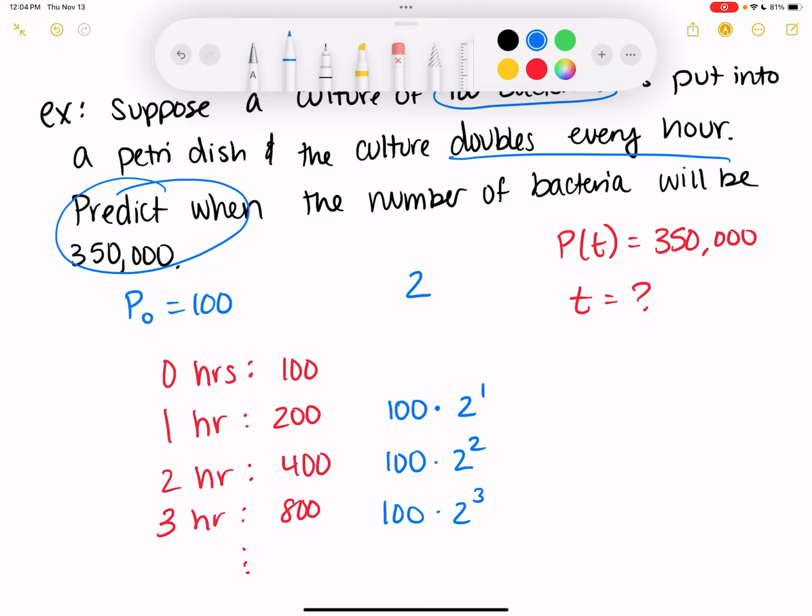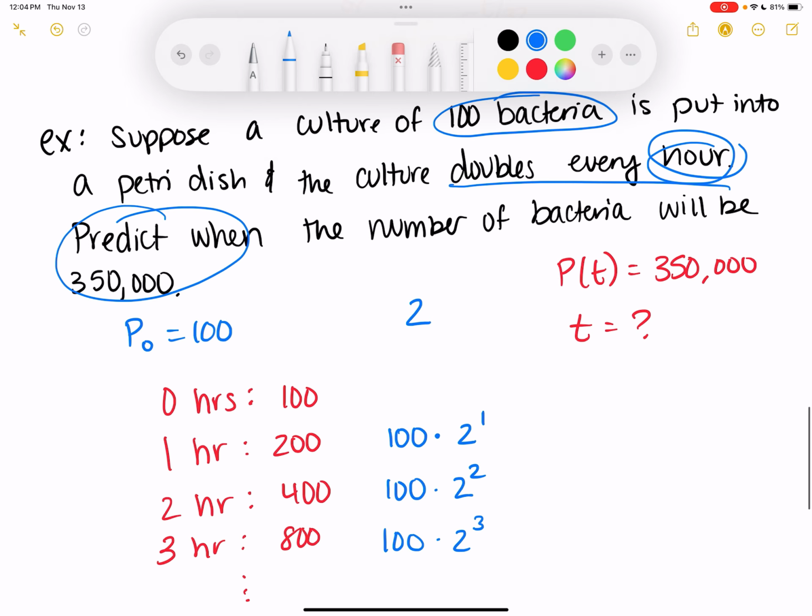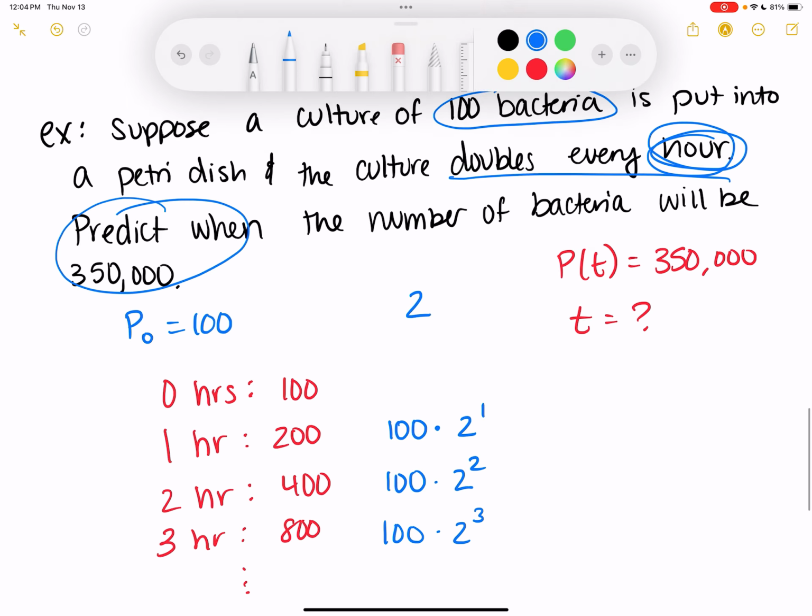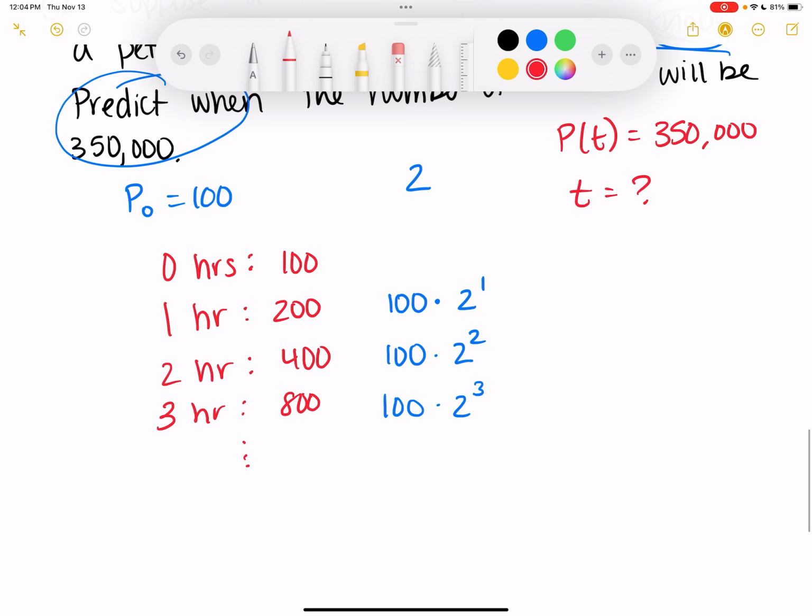So that tells me that I just need to replace this number here with t, and we're dealing with number of hours, so that means t is in hours. So then my equation, I'm going to use this to set this up. P of t is equal to 100 times 2 raised to the t.